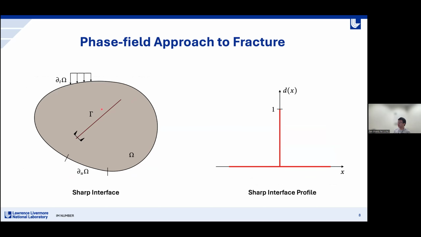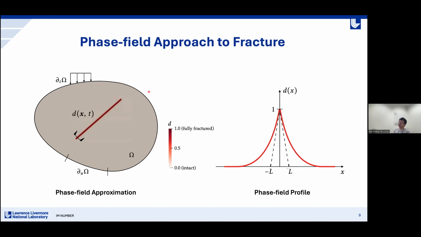In the past, when we wanted to model fractures in a continuum medium, we commonly considered the fracture as a sharp interface, as you can see here, with zero thickness. And if we want to draw the spatial profile across this fracture, it's like a delta function, as you can see in this right figure.